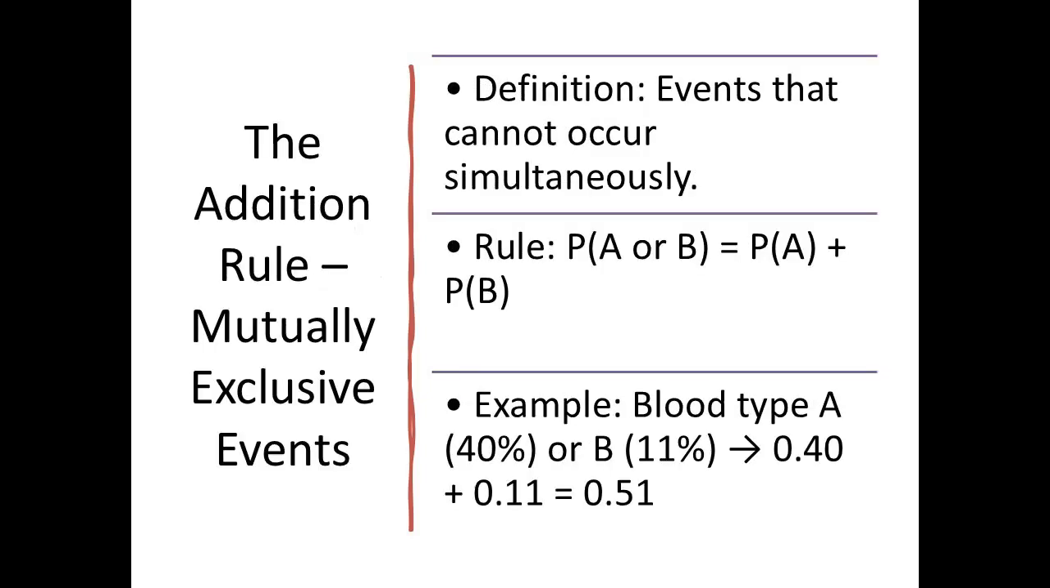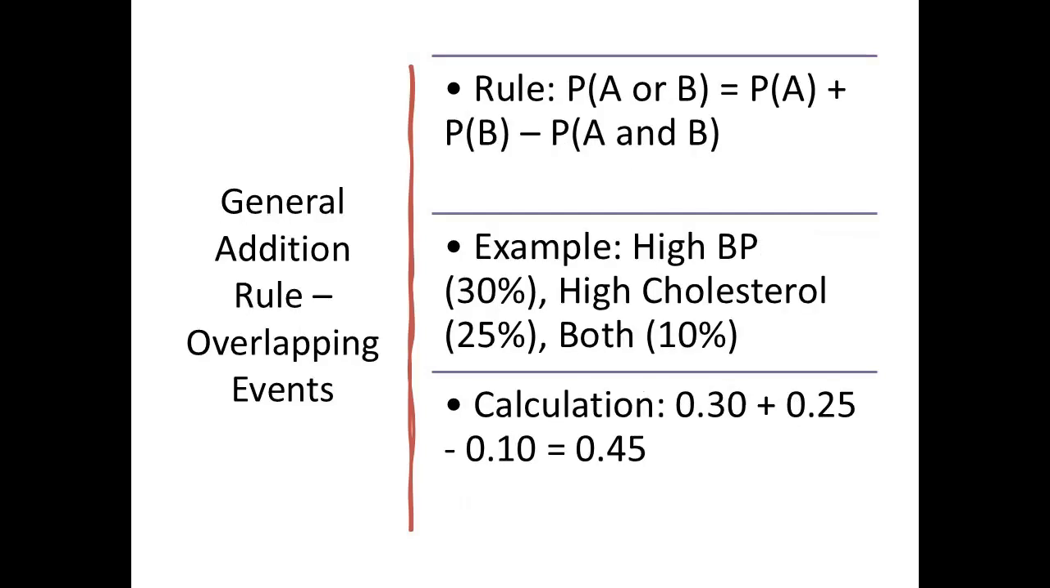The addition rule is used when we want to calculate the probability of either event A or event B occurring. If the events are mutually exclusive, meaning they can't happen at the same time, we simply add their individual probabilities. For example, what is the chance of randomly selecting a blood donor who is either type A or type B? If 40% are type A and 11% are type B, then the total probability is 0.40 plus 0.11 is equal to 0.51 or 51%.